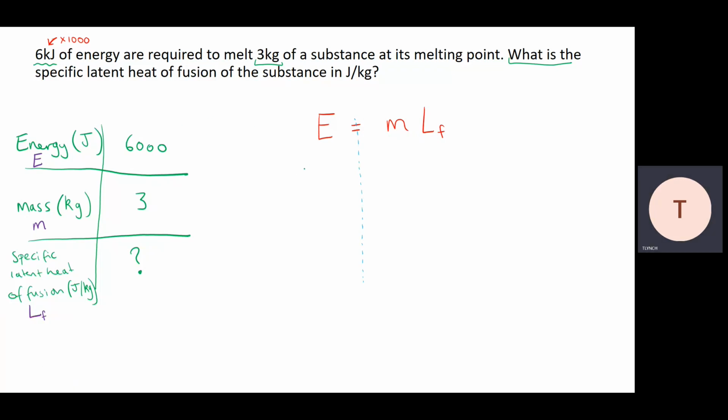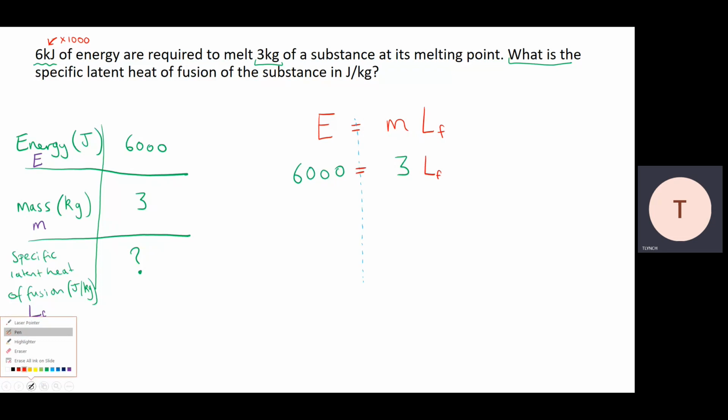So energy, well, I do know what that was. That was 6,000. What else did I know? I knew that the mass was 3. I certainly don't know yet what the latent heat of fusion is. So that can just stay like this.